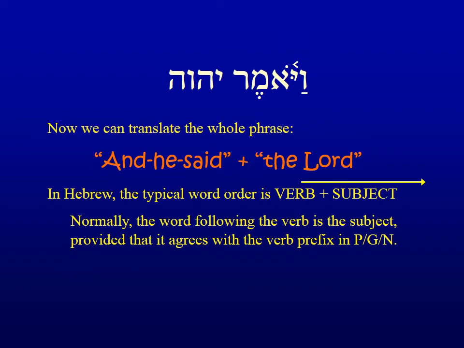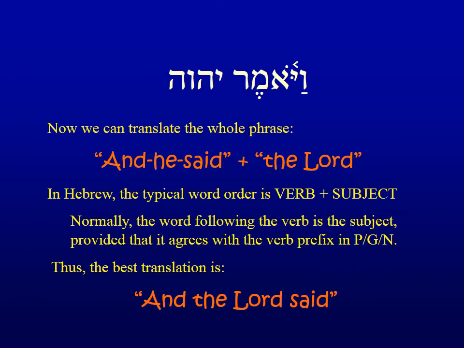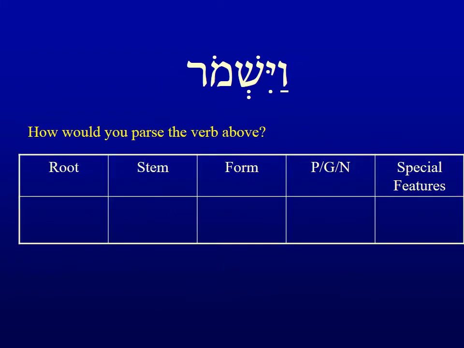So, given that this is the case, that Adonai is a third masculine singular noun, and we have a third masculine singular verb, then we can assume that Adonai is the third masculine singular subject of this verb, and the translation is, "and the Lord said." Alright, so you've translated now your first Hebrew phrase. Now let's look at a few more verb forms.